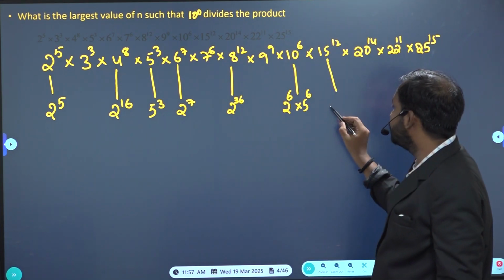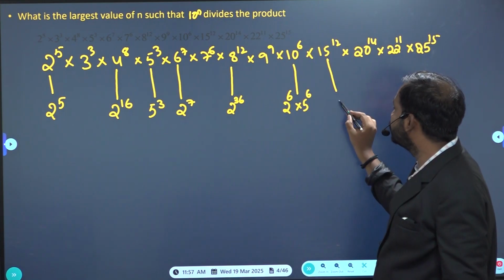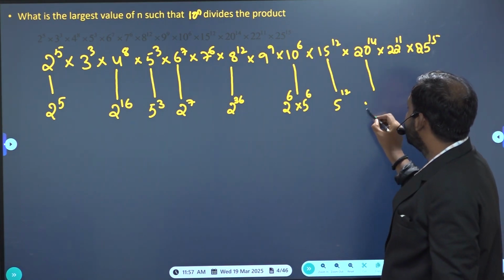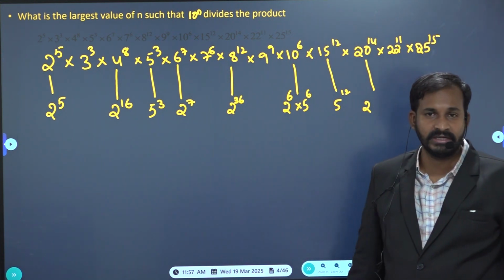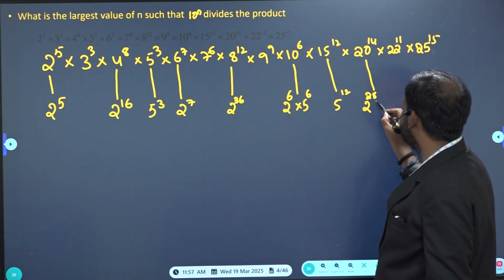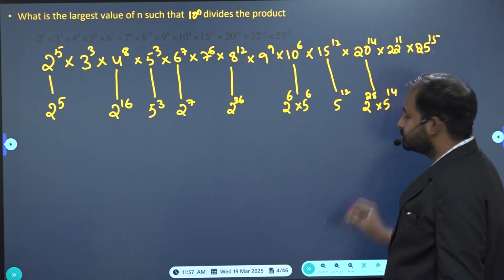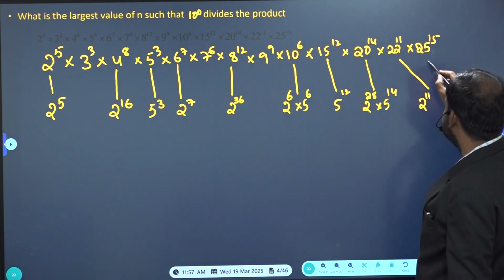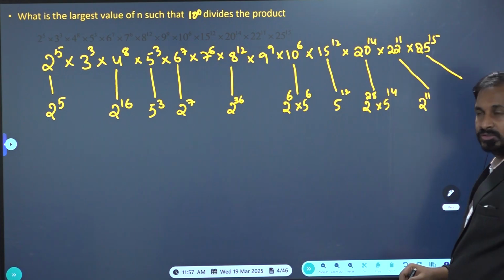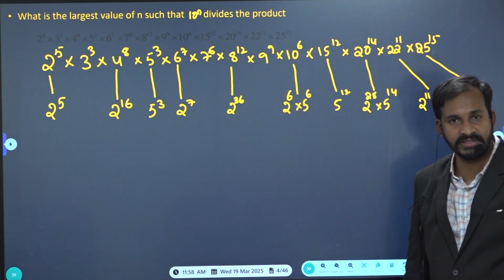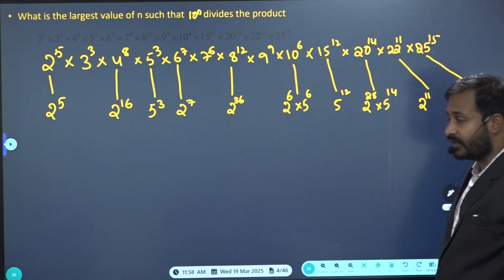Next in case of 15, 3 into 5. We will not bother about 3, we only concentrate on 5. That is 5 power 12. In 20, 2 square into 5, right? So 2 power 28 into 5 to the power of 14. Next in 22 we will have 2 to the power of 11. Why? Because 2 into 11, so whole power is 11. In 25 I will have 5 to the power of 30. Why? Because 25 is 5 square, whole to the power of 15 means 5 to the power of 30.